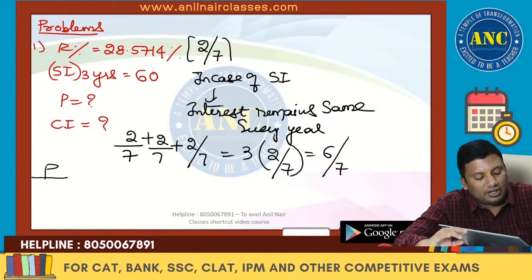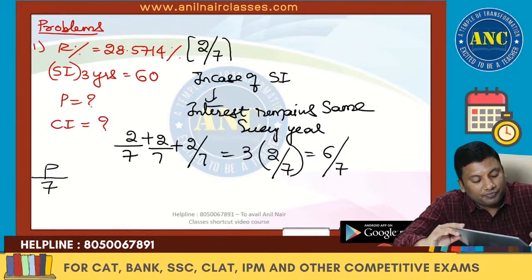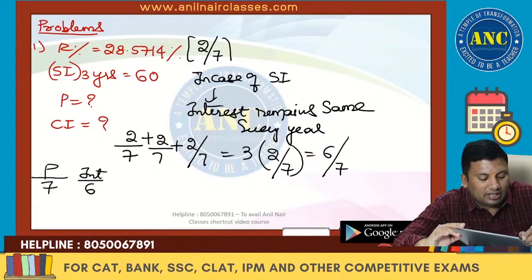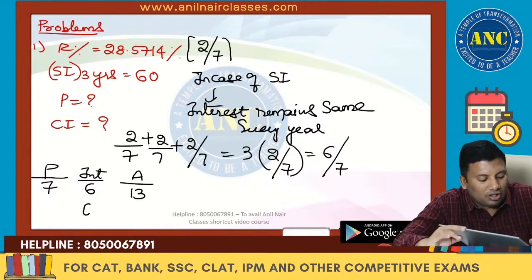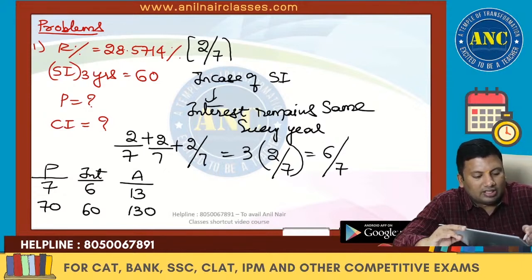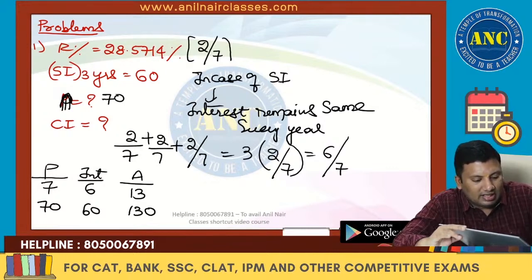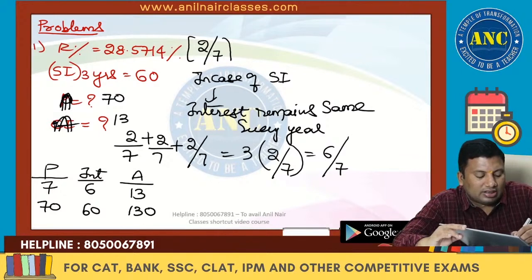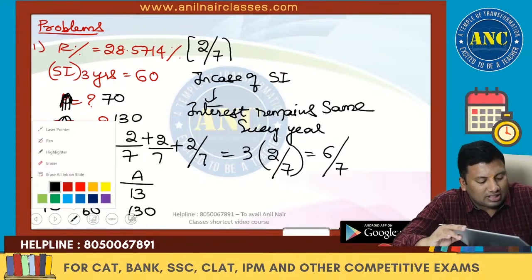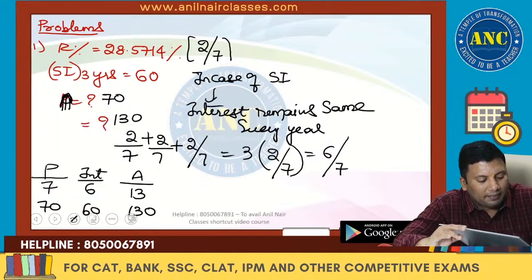Denominator is always the principal. Principal is 7. Total interest is nothing but 6. Amount is nothing but 7 plus 6, 13. But according to the question, it is 60, so multiply by 10: principal is 70 and amount is 130. CI also we can determine, but we will go a little step by step, thematic based learning.